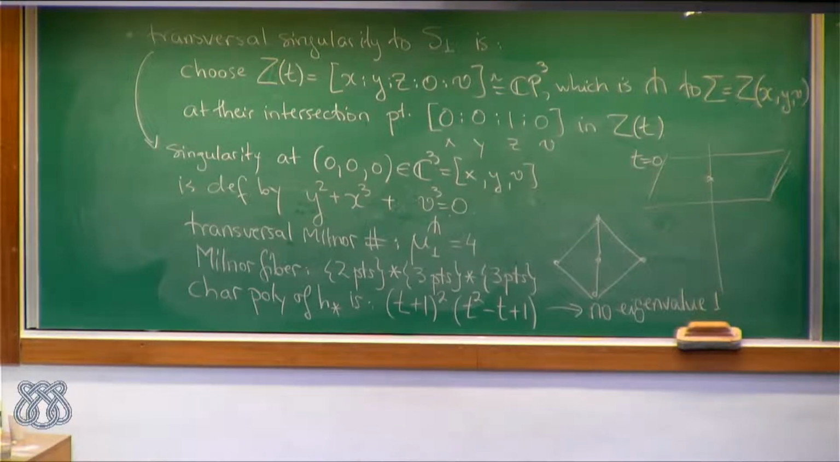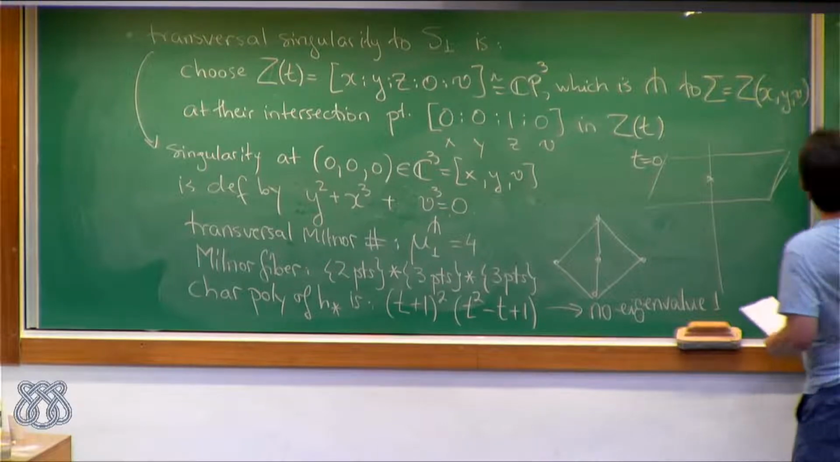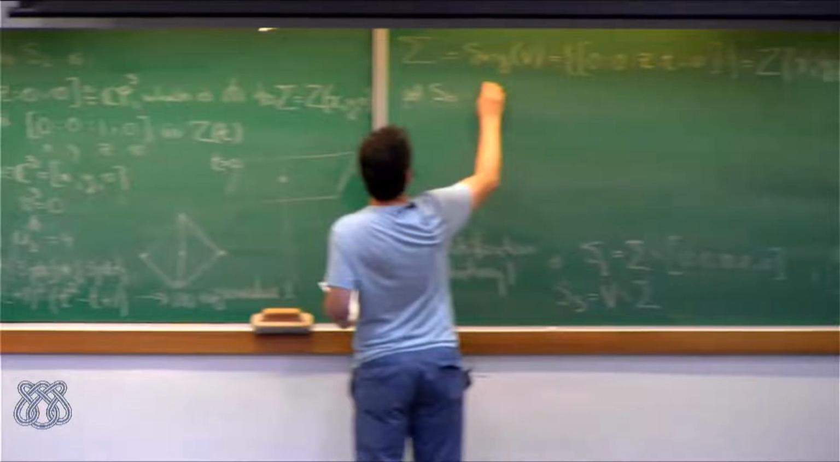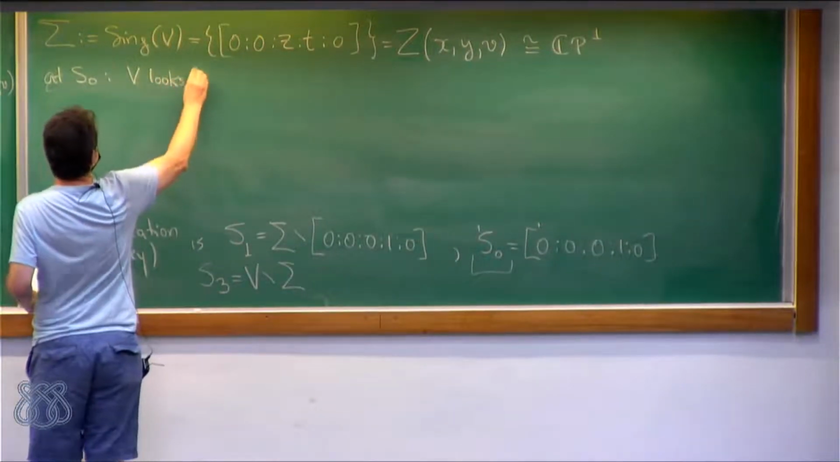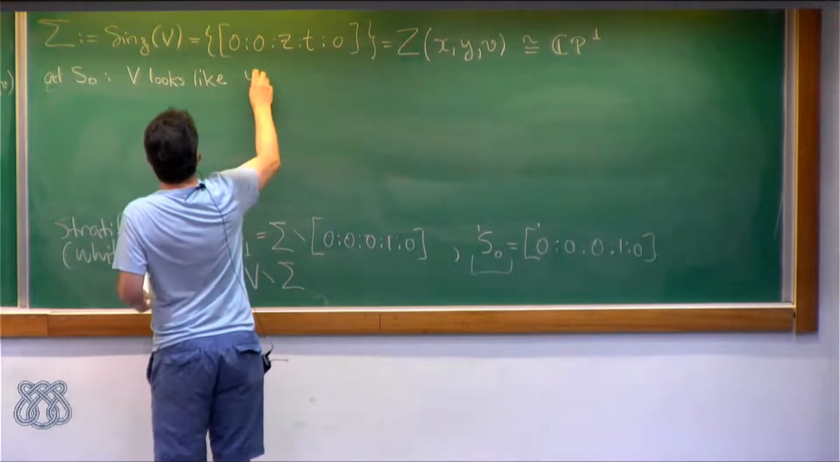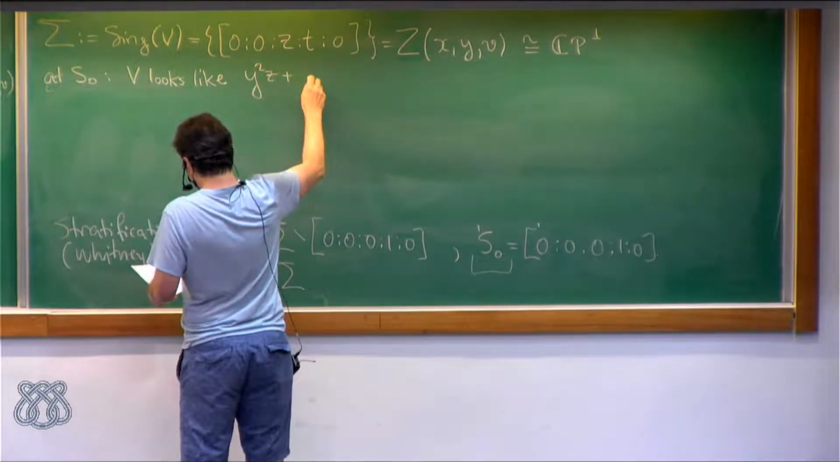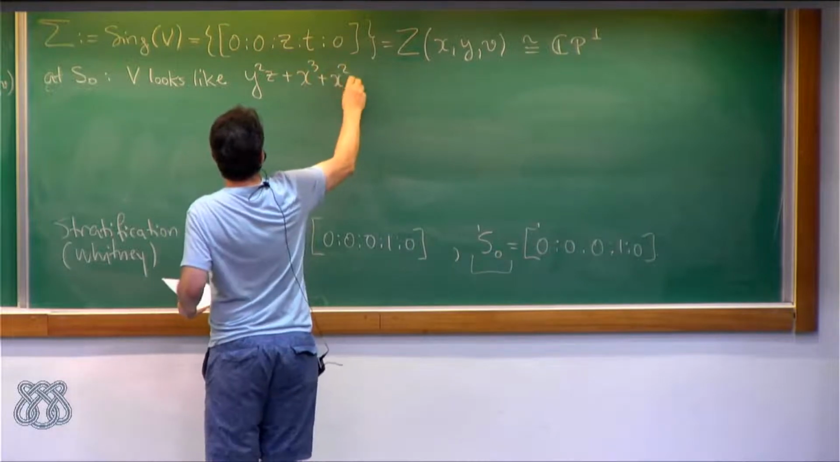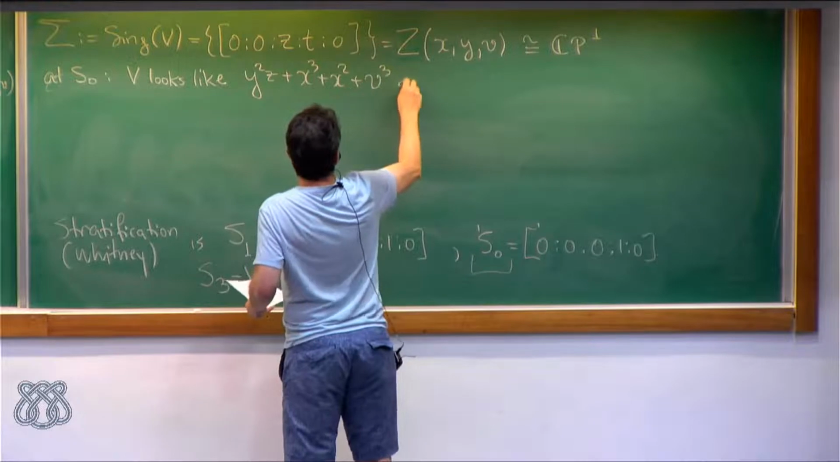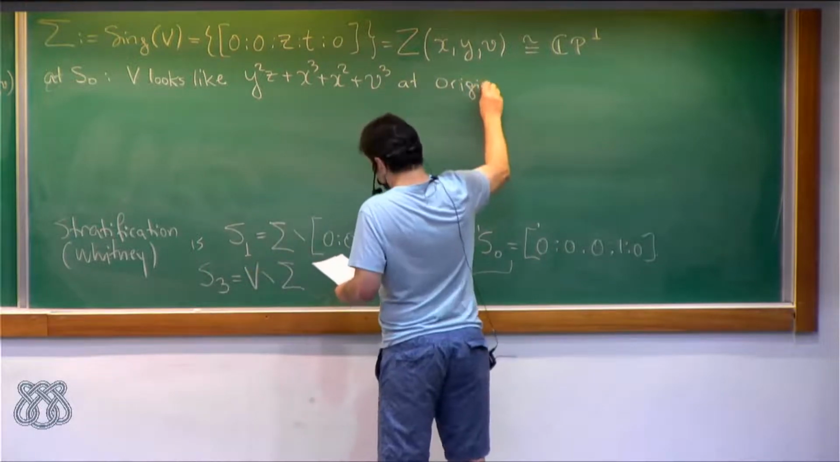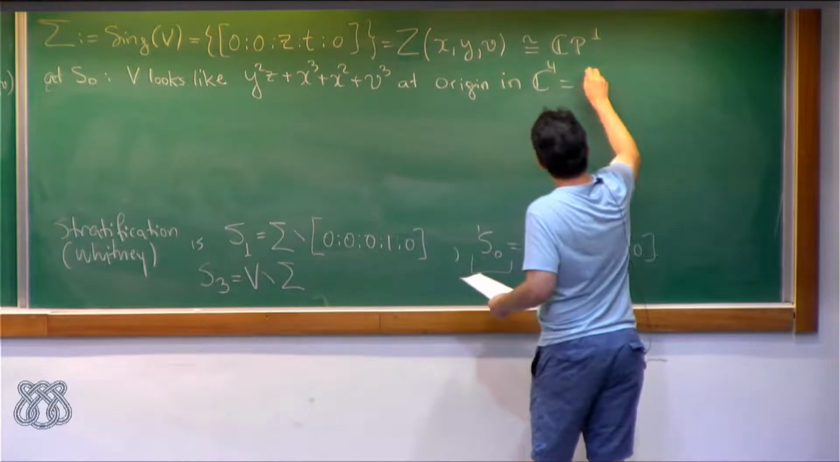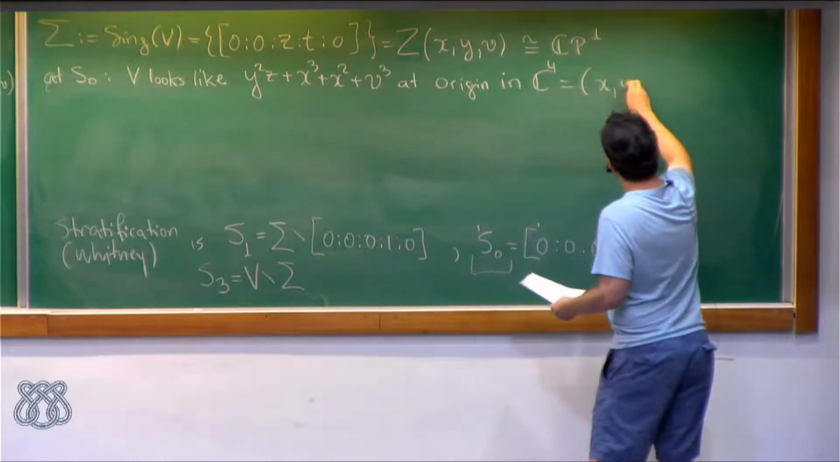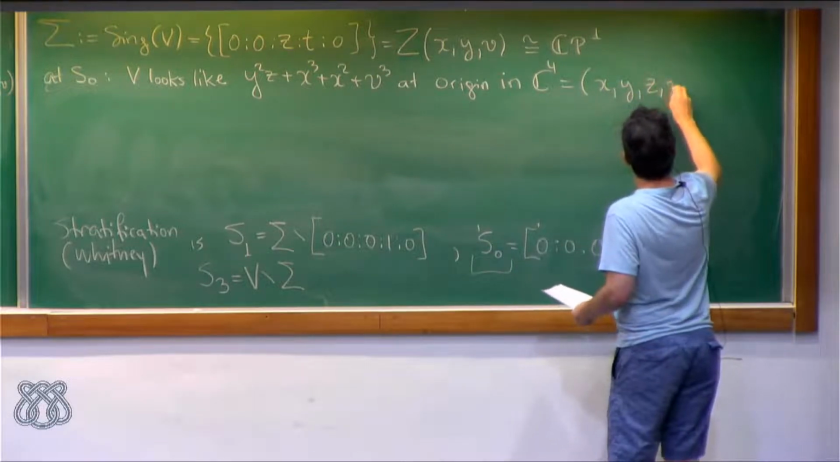Okay, now, I need to rush a bit. For this one, how does the hypersurface look like at this point? Well, t is equal to 1. So at S0, V looks like y squared z plus x cubed plus x squared plus v cubed at the origin in C4 of coordinates. I'm sorry, I'm being so sloppy here. I just want to write the coordinates x, y, z, v. So t was 1.